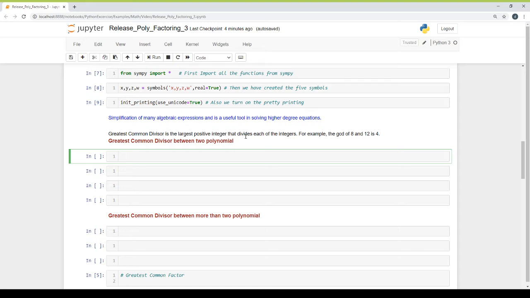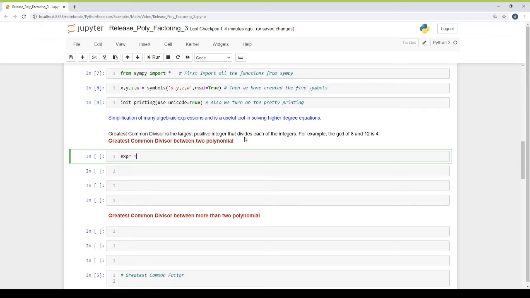For example, the GCD or greatest common divisor of 8 and 12 is 4. Now the greatest common divisor between two polynomials. Let's do it in the Sympy package.